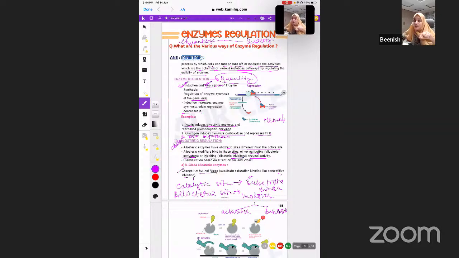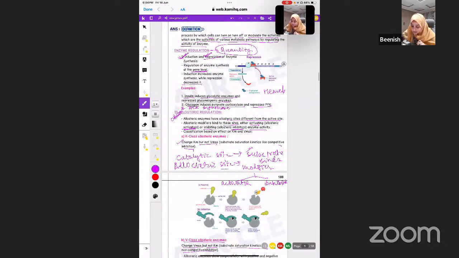Now, if the modifier that is binding to the allosteric site happens to be an activator, it is going to convert the unfavorable catalytic site into a favorable catalytic site, and your substrate will bind and the enzyme will be activated. So that is allosteric activation. What is allosteric inhibition? In allosteric inhibition, when the modifier, which happens to be an inhibitor, binds to the allosteric site, your favorable catalytic site is going to change into an unfavorable catalytic site, and the substrate will not be able to bind to that site. And what will happen? Your enzyme is inhibited or it becomes inactive.